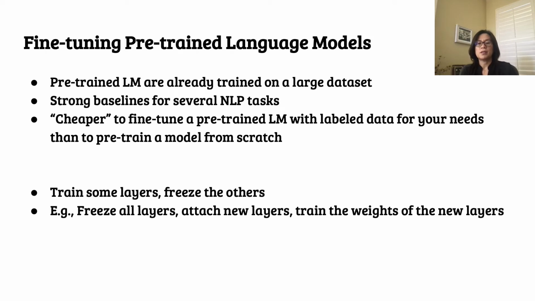So what does fine-tuning actually mean? Recall that there are several layers in a pre-trained language model. Fine-tuning simply means freezing some layers and training on the remaining layers. Training on the remaining layers means adjusting the weights and biases through the training process on new labeled data. A typical approach is, for example, to freeze all the layers and then attach new layers on top of the model, and then train the weights of the new layers based on the labeled data for your task at hand.